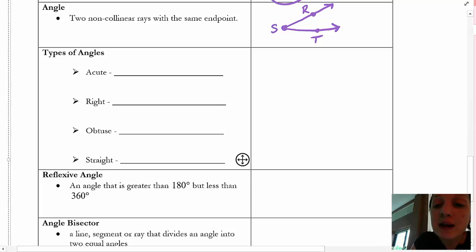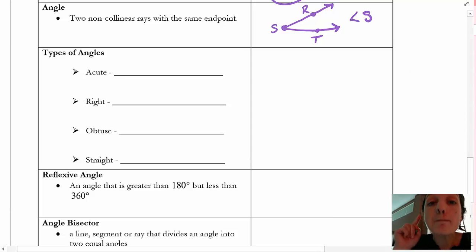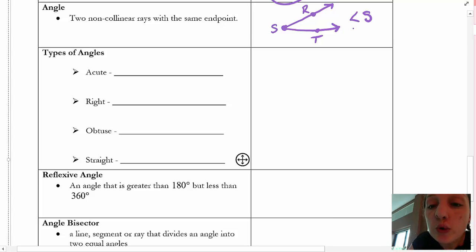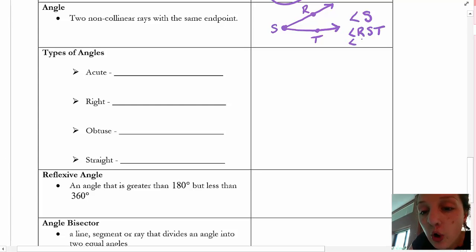And now when you name an angle, you can name it with just the vertex, or much, much better, you can name it with the three letters that form it, R, S, and T. You could always call it TSR as well. You could not call it TRS because R is not the vertex, S is. So the vertex always has to be this middle letter when you name an angle. Easy peasy.